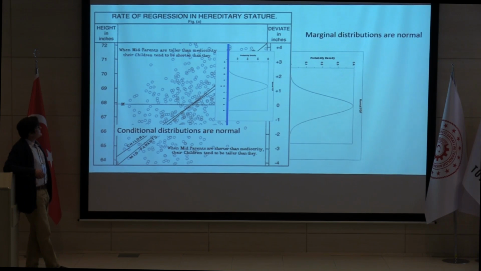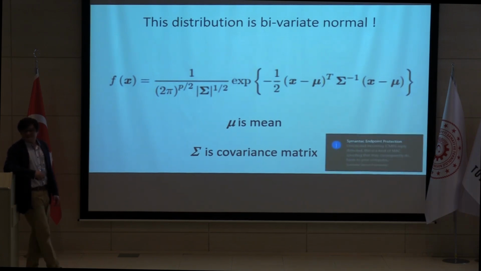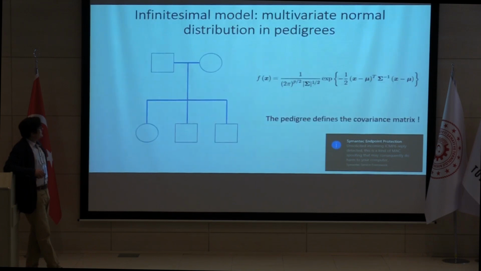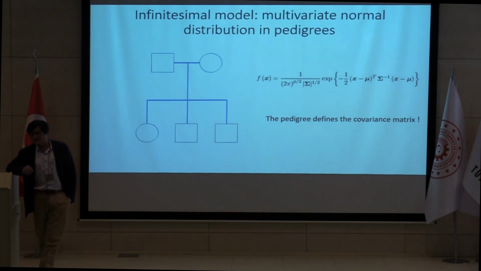Okay. All the marginals are normal, or all the conditionals are normal, and it's a bivariate normal distribution with the density written on the slide. Now this you probably know, and that led to the infinitesimal model. And the infinitesimal model now is a hobby horse in human genetics, even though it's old. I don't know who invented the term.